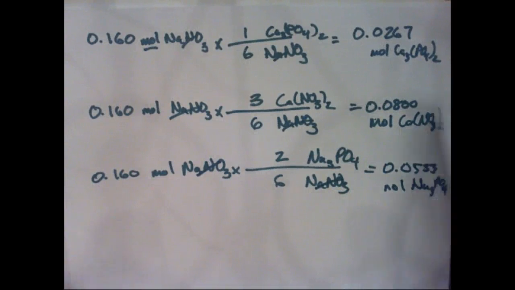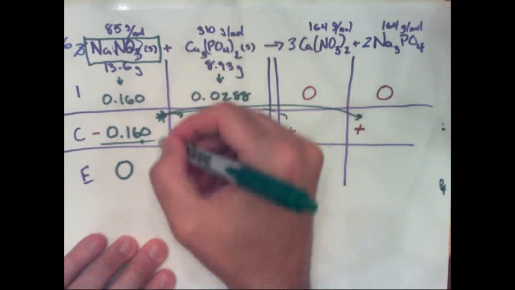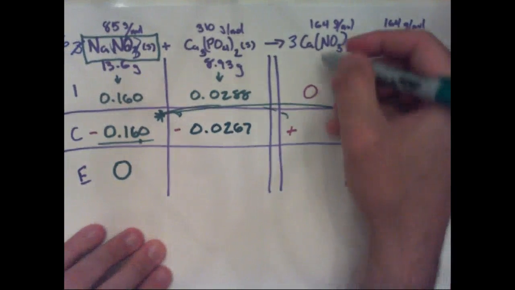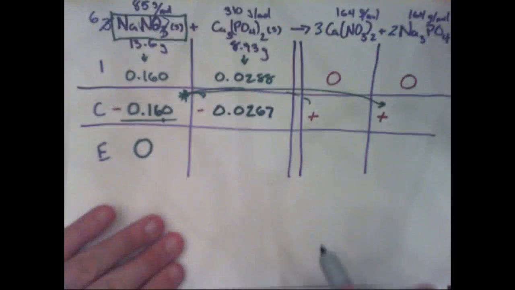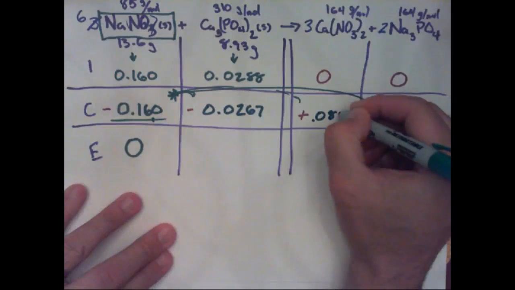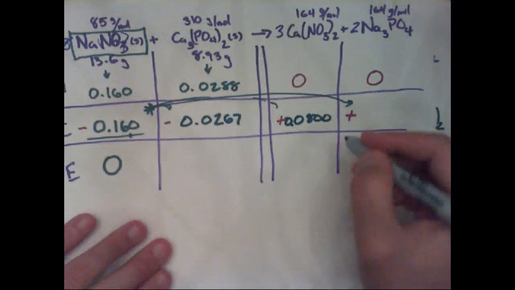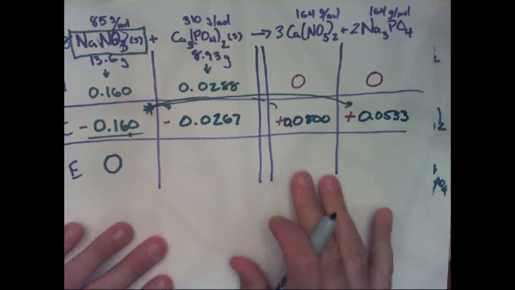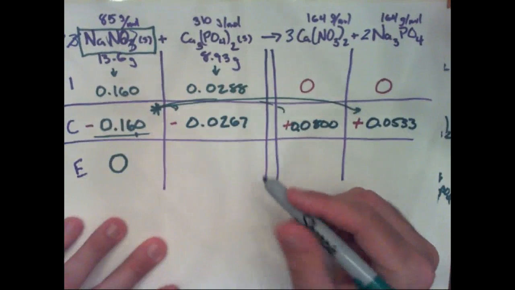So now when we come back here and fill in our ICE chart, well, how many moles of calcium phosphate did we use up? 0.0267 moles. How many moles of calcium nitrate did we use? Well, right there, 0.0800 moles. Okay, and then how much of this did we make? 0.0533 moles. Now, the rest of the ICE chart becomes fairly straightforward. All we have to do is some basic arithmetic.